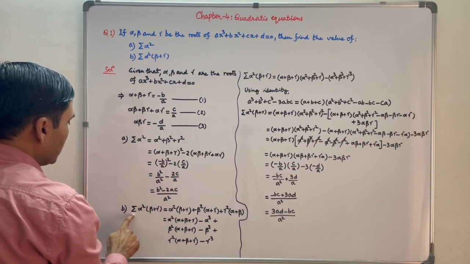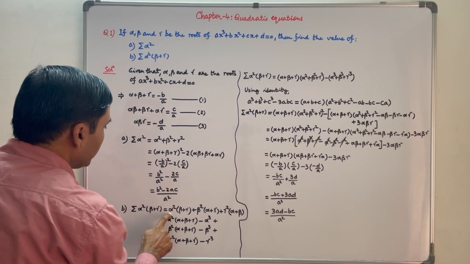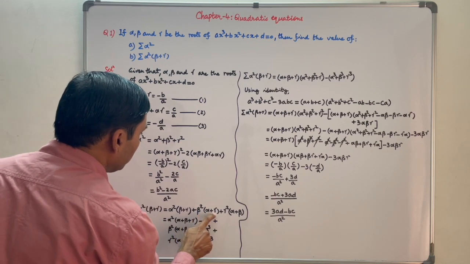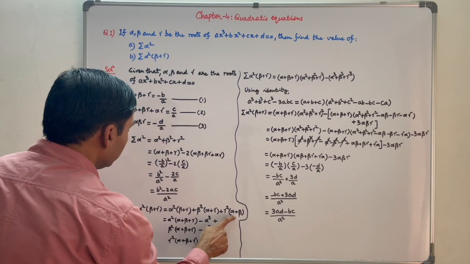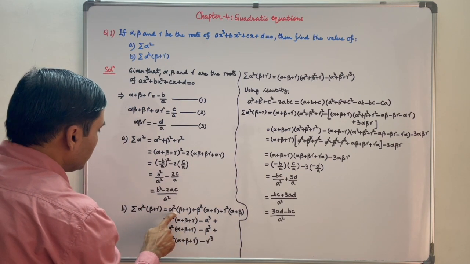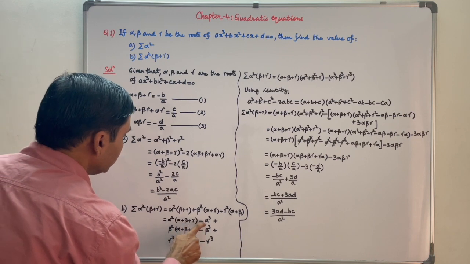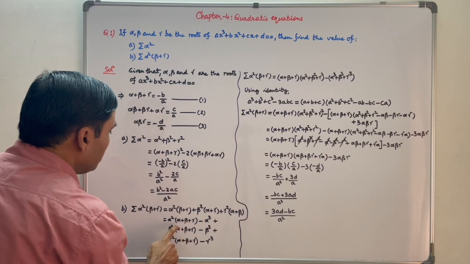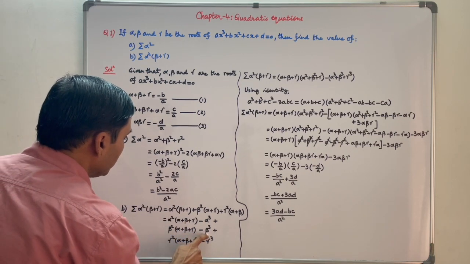Part B. Summation of alpha square into beta plus gamma means alpha square into beta plus gamma plus beta square into alpha plus gamma plus gamma square into alpha plus beta. We can write first term as alpha square into alpha plus beta plus gamma minus alpha cube. Similarly, we can write second term as beta square into alpha plus beta plus gamma minus beta cube.